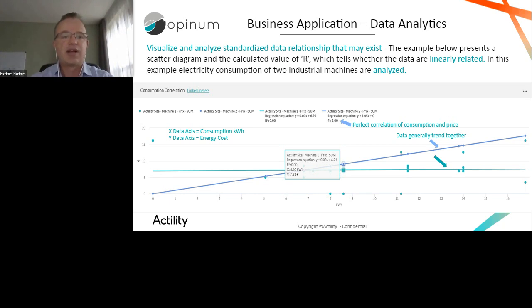So there are two machines that are monitored here. In one case, the energy consumption was so small that we were not able to show any correlation between the cost spent on energy and the energy consumption. In the other case, we can see the correlation. If we see the correlation, we can do actions to achieve savings.